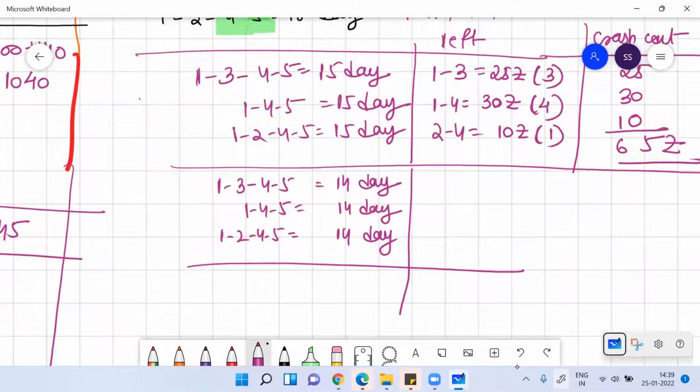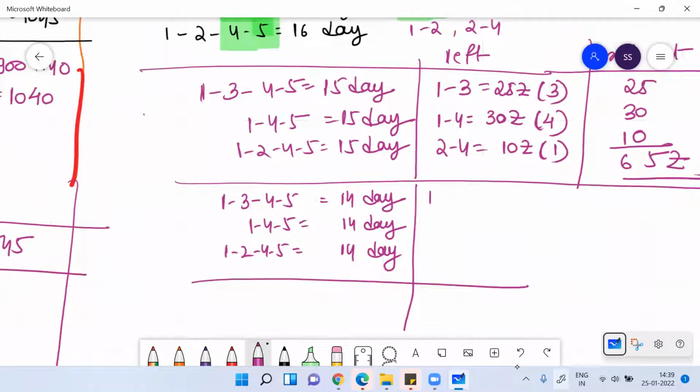Fine. So now what all is left? 1 2 3, I can do, 25 rupees. 2 days will be pending. Then 1 2 4, 30 rupees. Now 3 days will be pending. And 2 to 4 is over, right? Now the only thing I can do here is 1 to 2. 1 to 2, the cost will be 20 rupees.